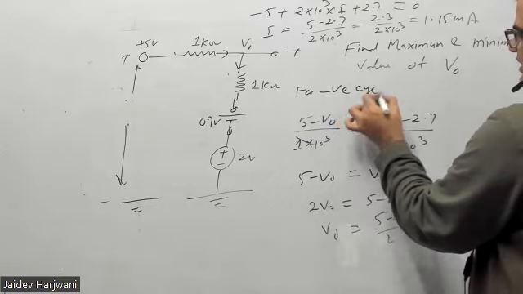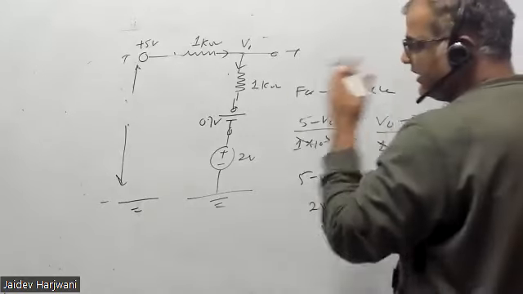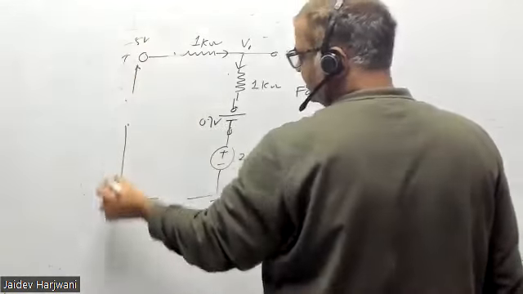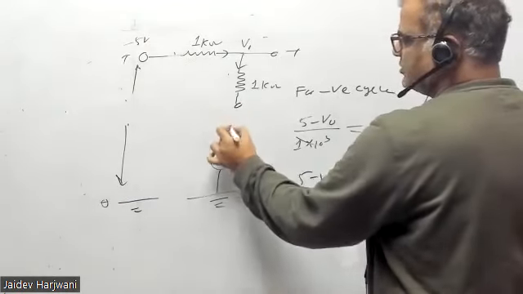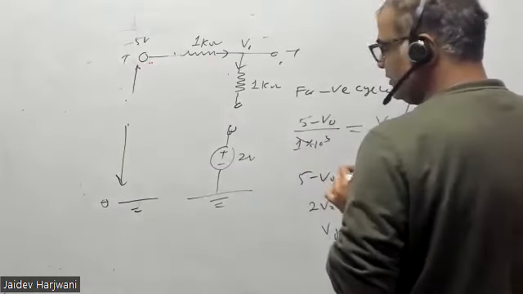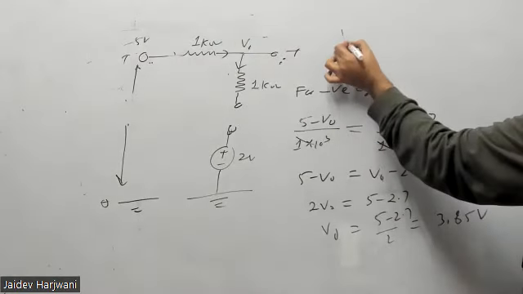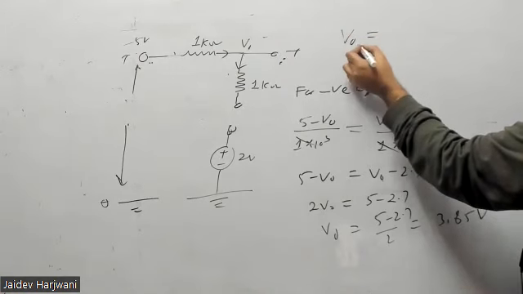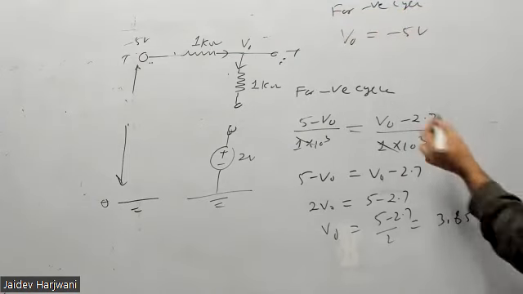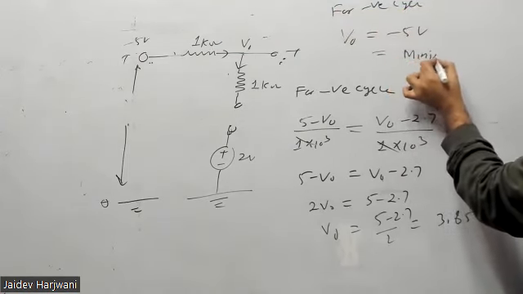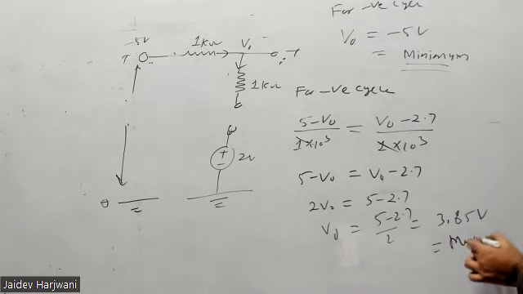For the negative cycle, the max is minus 5 volt. This is 0, so in the negative cycle this is open. So whatever voltage you apply, that voltage will come here. If you apply -1, -1 will come, -2, -2, -3, -3 come. So your V output max for the negative cycle is -5 volt. We are telling it as the minimum value, because in the question they are asking for the positive maximum and also the minimum. So this is your answer.